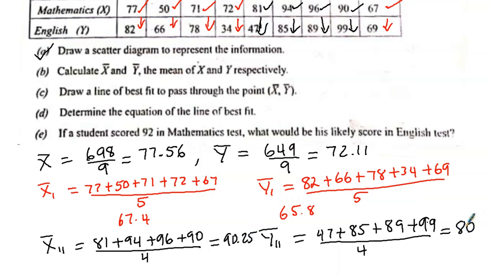So now we have these 3 points. All right, so we are able to calculate that. We want to draw the line of best fit to pass through the x bar and the y bar. And in order for us to get the line of best fit, we have to do all these 3. So let's go to the graph.